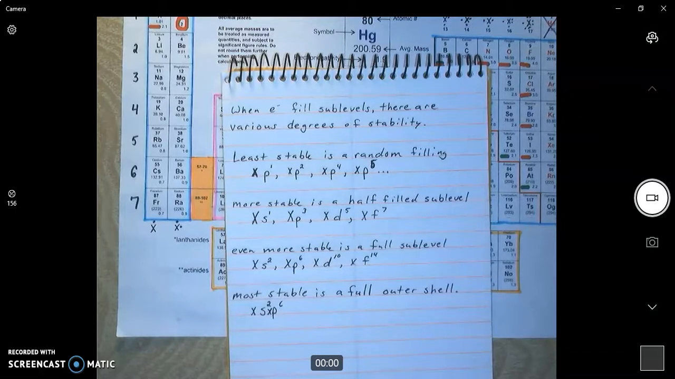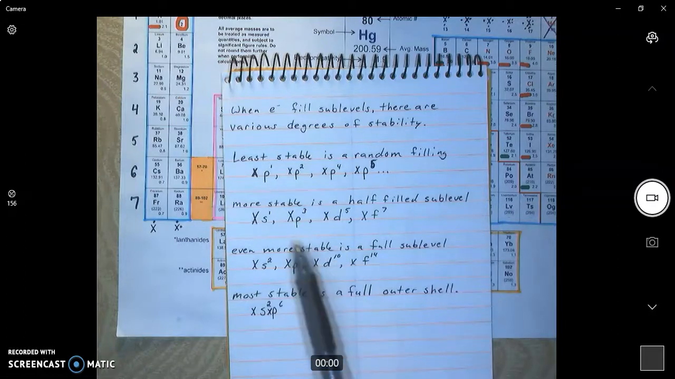They're randomly filled, and that could go for like a D1, 2, 3, 4, 6, 7, 8, 9, F 1, 2, 3, 4, 5, 6, 8, 9, 10, 11, 12, 13. Any of the configurations or the fillings of orbitals where the sublevel is not half filled or full. That's the least stable. In other words, those would be the electrons that would be the easiest to get rid of.